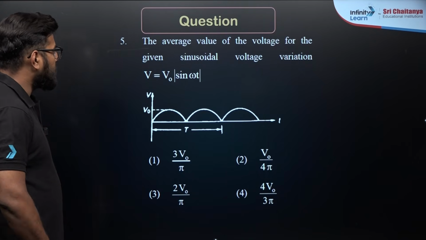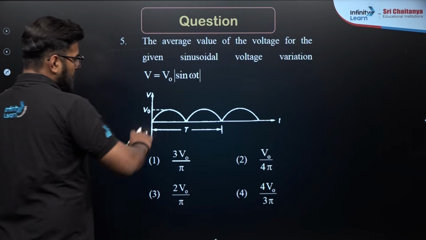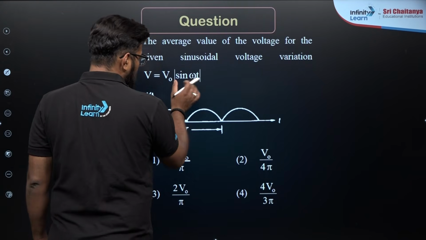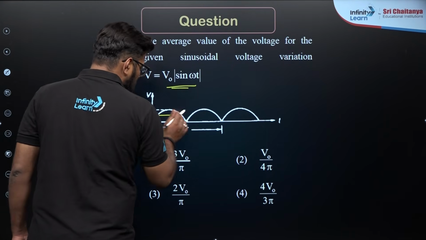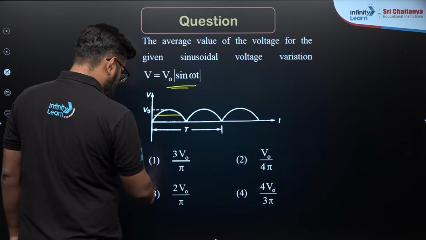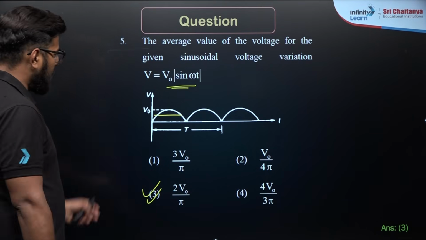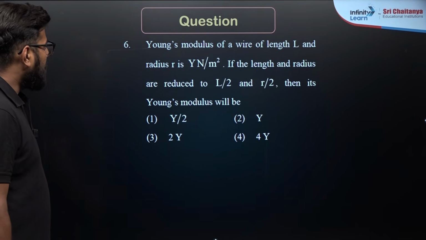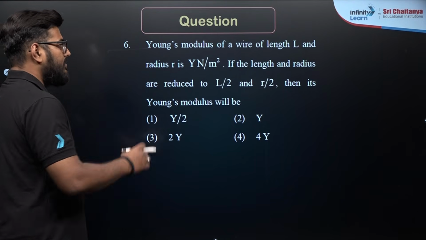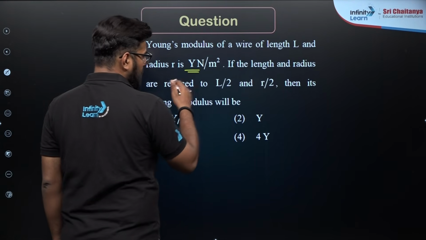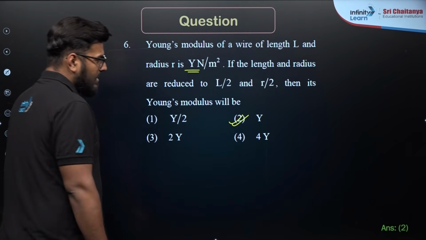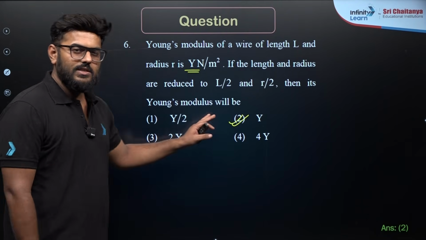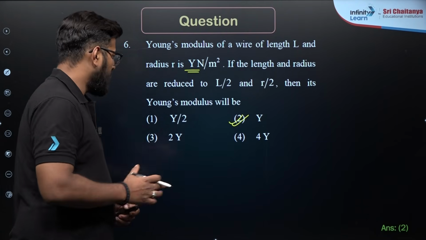The average value for the given sinusoidal variation. Now see, this is the mod of this, which means there's no negative loop existing. It's a standard one for half a loop. The answer is 2V0 upon pi, so that's going to be the right answer. Next, Young's modulus of a wire of length L. This is a very famous type of question which has been asked in JEE Mains multiple times, and it's a brain teaser kind of case in which the Young's modulus never changes with the geometry of the material.